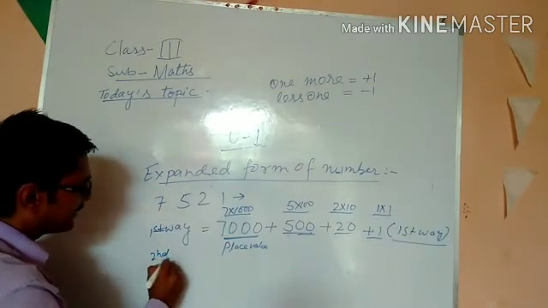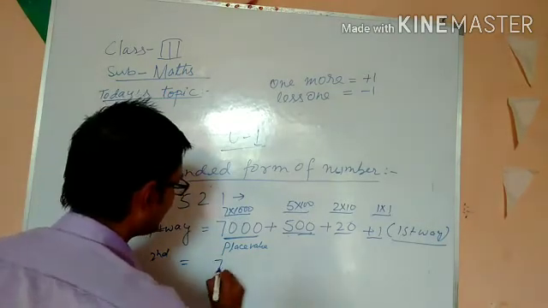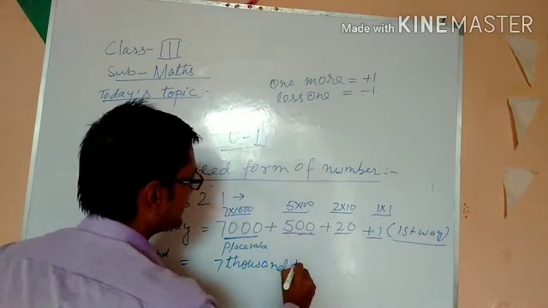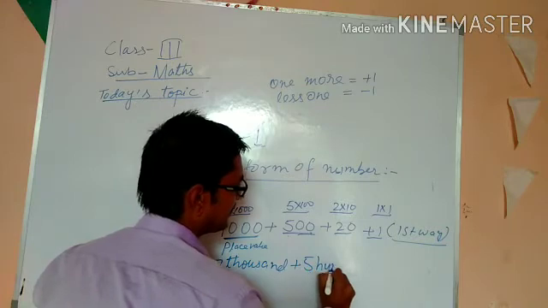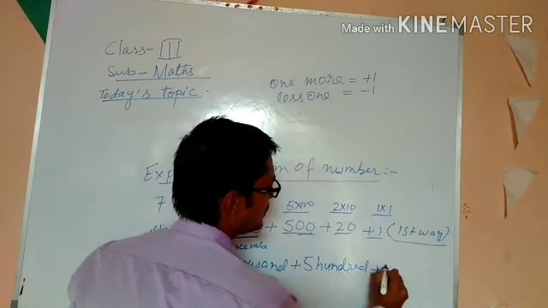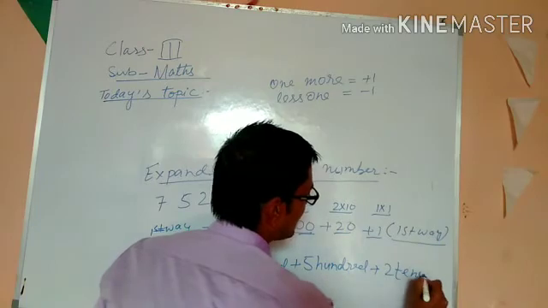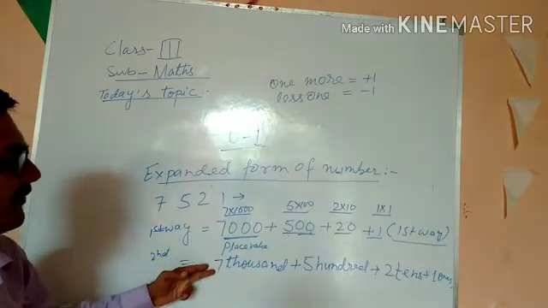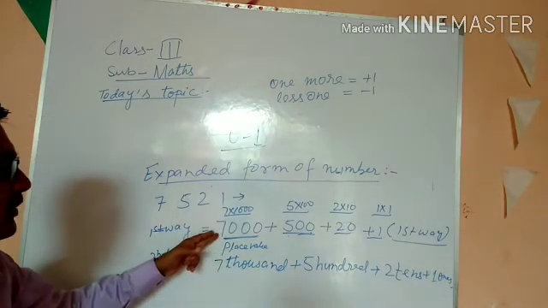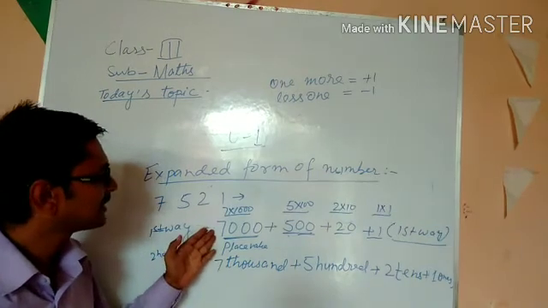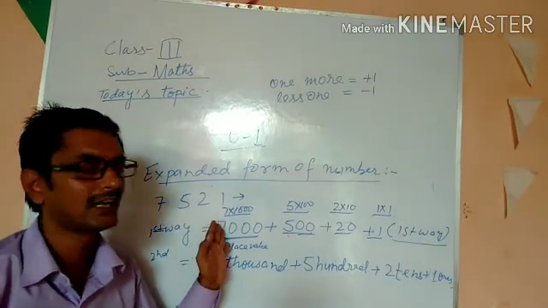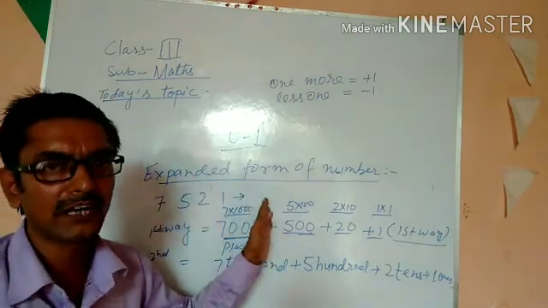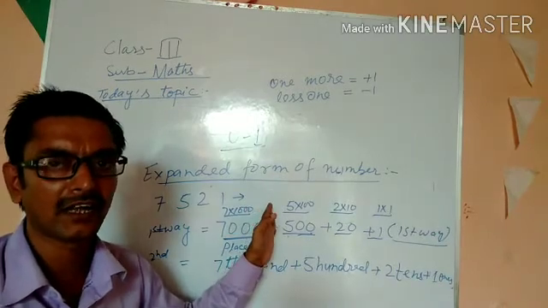Now in the second way you will have to do it like this: 7000 in words, plus 500, plus 2 tens, plus 1 one. Is it clear? This is the way you have to write to stretch or expand the number. These are the problems related to your worksheet. We have already practiced some of them, and you will have to practice more and more so that it will be easier for you whenever I ask in your examination.